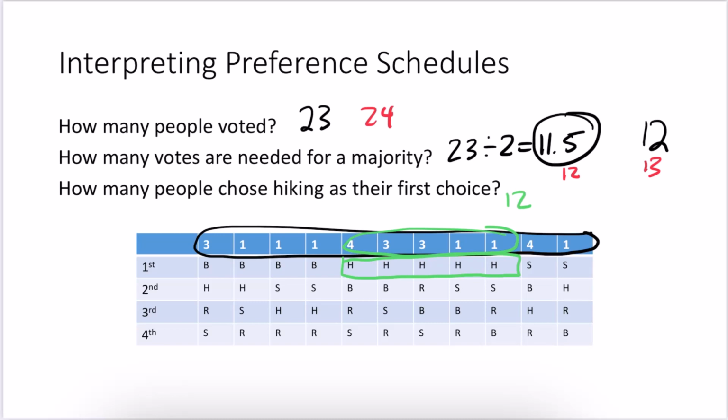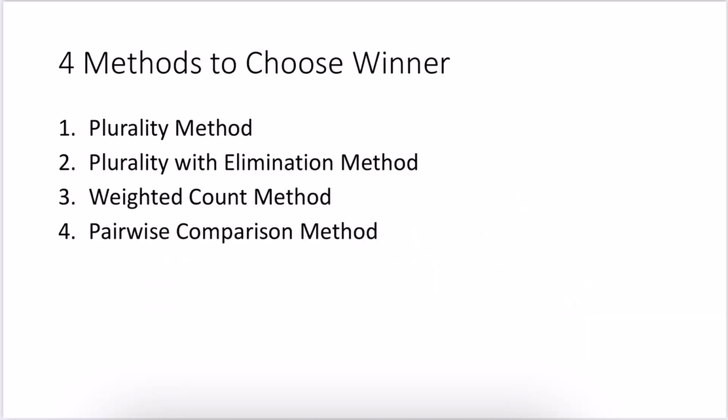In this unit, we're going to be looking at 4 different methods to determine the winner of a preference vote. We're going to be looking at the plurality method, the plurality with elimination method, the weighted count method, and the pairwise comparison method.